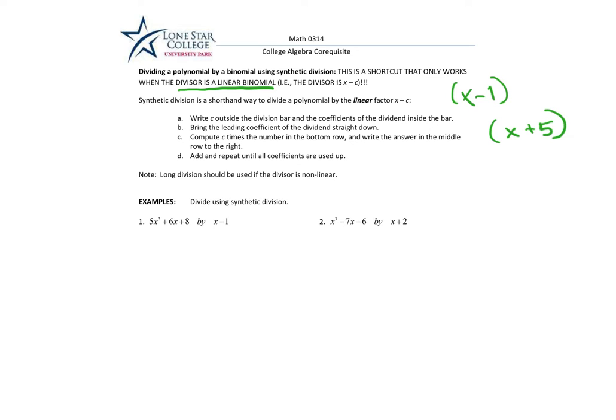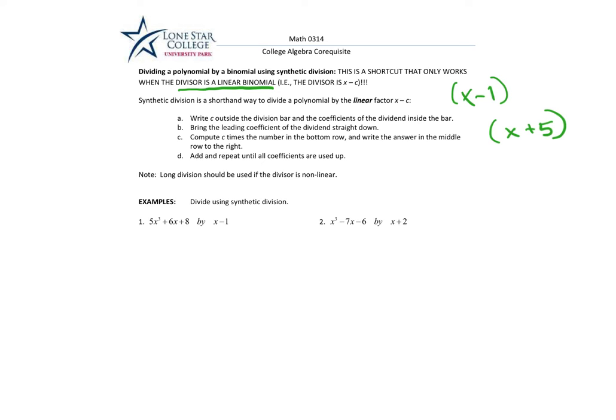And you always want the x to have a 1 as its coefficient. As a matter of fact, if it's not a 1, you're going to have to go back and do long division for it. The process is called synthetic because it mimics the actual polynomial long division using shortcuts. So here's what we do.